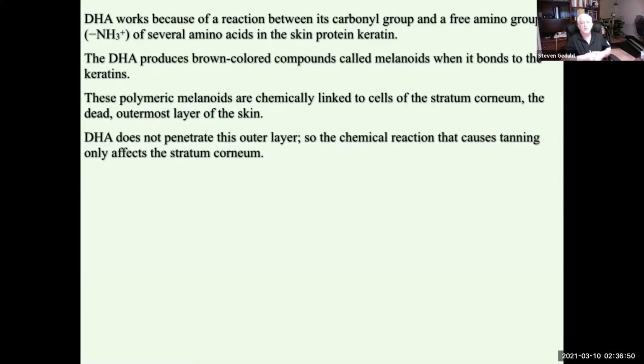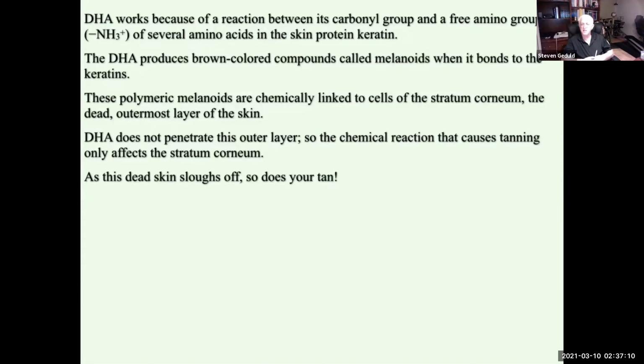DHA does not penetrate the outer layer. So the chemical reaction that causes tanning only affects the stratum corneum, which is an advantage because the stratum corneum is dead skin. It's not going to hurt anything. You're going to slough it off, and then you lose your tan too, by the way. Okay? So as the skin sloughs off, so does your tan.